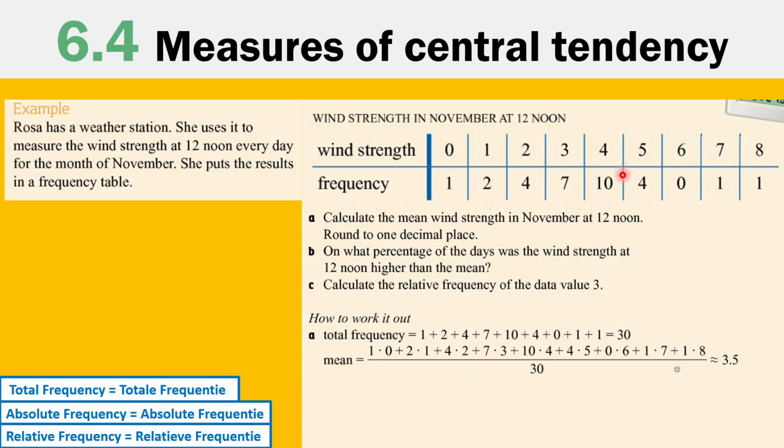How many days are that? 10 plus 4 plus 1 plus 1 days. So that means 16 days. What percentage is that of all days? There are 30 days. So 16 divided by 30 times 100% gives me a percentage of around 53.3%.